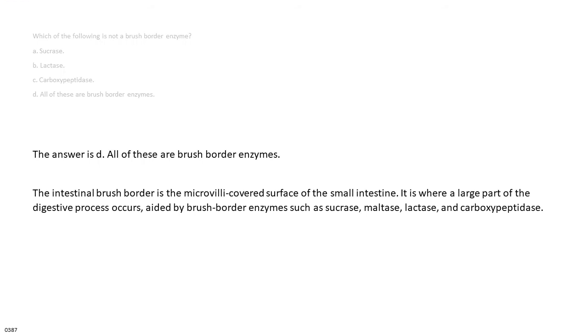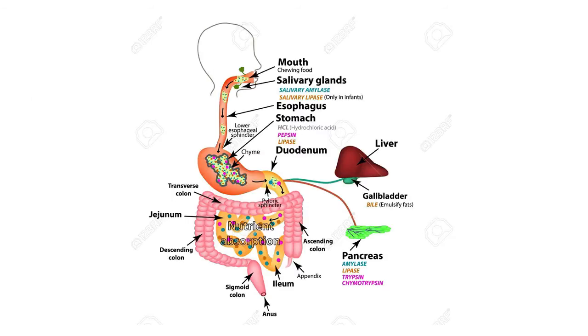The answer is D. All of these are brush border enzymes. The intestinal brush border is the microvilli covered surface of the small intestine. It is where a large part of the digestive process occurs, aided by brush border enzymes such as sucrase, maltase, lactase, and carboxypeptidase.